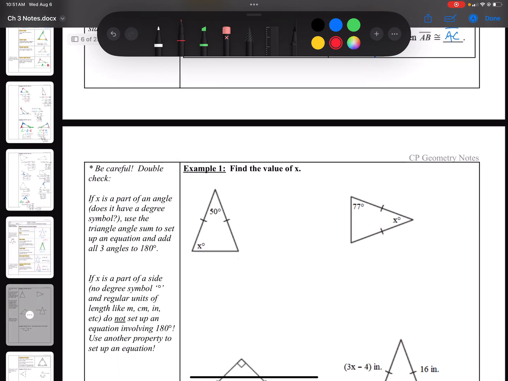Okay, now we want to be really, really careful now. Is X a part of an angle? Is it a part of a side? Because while yes, we did learn that the angles on the inside of a triangle add up to 180, we never want to involve 180 if X is a part of a side because we don't measure sides in degrees. We measure them in normal units for length, like inches, meters, centimeters, something like that. So we really want to be focused on what is X.